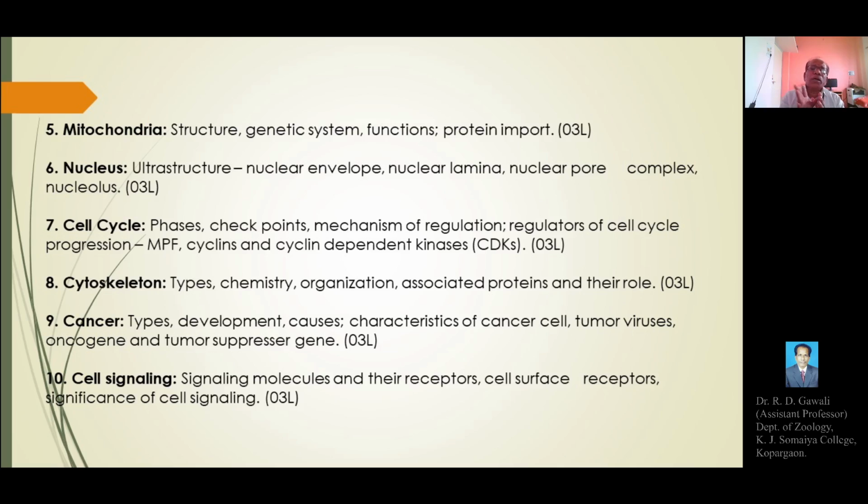So in this topic we are going to study cancer types, development, causes of cancer, characteristics of the cancer cells, tumor viruses, oncogenes, and tumor suppressor genes. And the last topic, that is cell signaling: signaling molecules and their receptors, cell surface receptors, significance of cell signaling. In this topic we are going to study the different mechanisms or phenomena such as transportation of biomolecules through the plasma membrane or the nuclear membrane, and also the transmission of impulses across the neuron or the synapses.